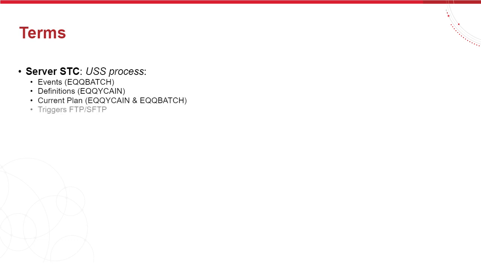Let's go over some of the terminology. The server STC is a USS started task that runs the software processes. It is started by a JCL, which invokes BPX batch and passes the server code Unix executable as a parameter. It assumes a number of functions. It invokes several IWSz programs to extract event, definition, and plan data.